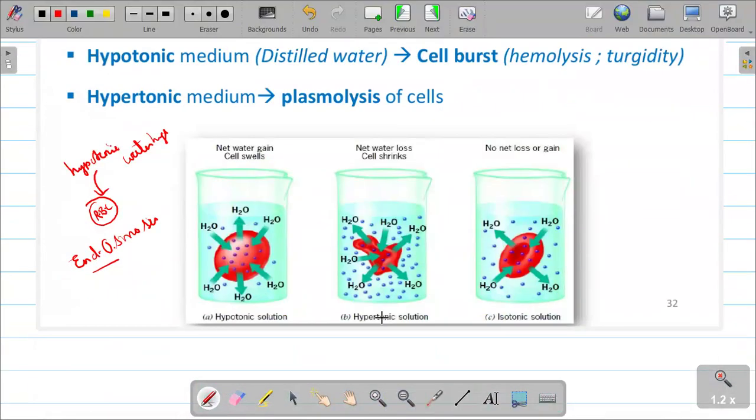When I drop it in hypertonic salt water, all the water in the RBC will go out. It is called exosmosis. The RBC will shrink. In hypotonic, the RBC will swell and burst. Why does it burst? Because there is no cell wall. When I drop it in an isotonic solution, there will be no changes, because it is a balanced solution.